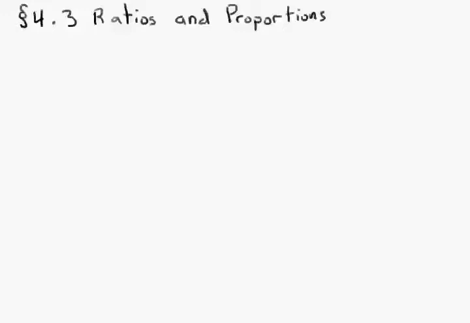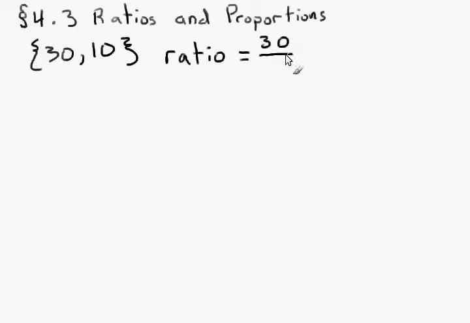In this video, section 4.3, ratios and proportions. To begin, let's take a pair of numbers. I'm going to take 30 and 10. Now, the ratio of these numbers is their quotient. That is to say, the ratio is 30 divided by 10.